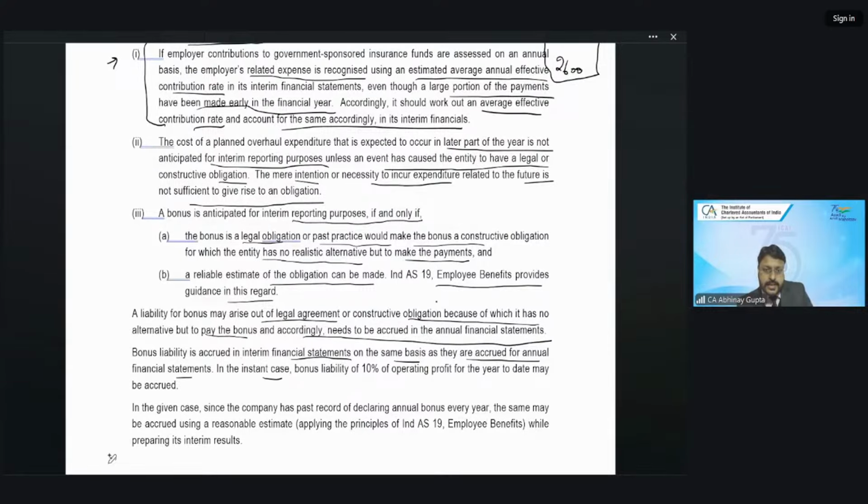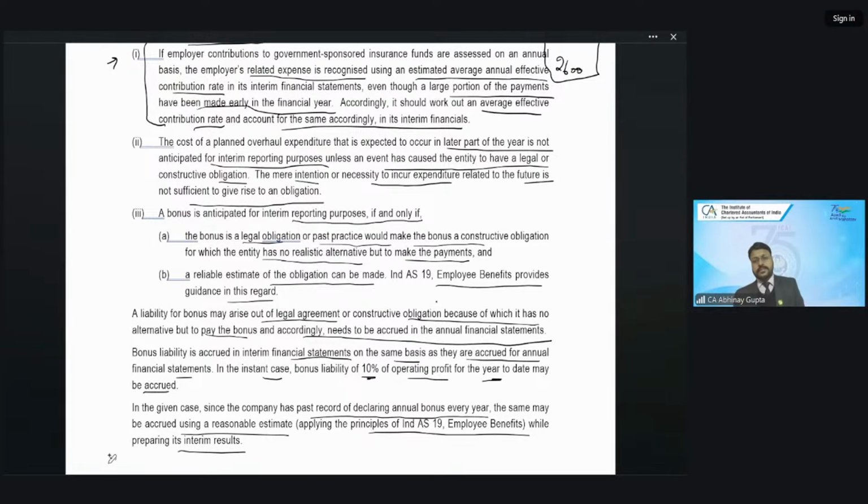In the instant case, the bonus liability is 10% of the operating profit for the year to date, and may be accrued. In the given case, since the company has a past record of declaring the annual bonus every year, the same may be accrued using a reasonable estimate, applying the principles of Ind AS 19 Employee Benefits, while preparing its interim results.